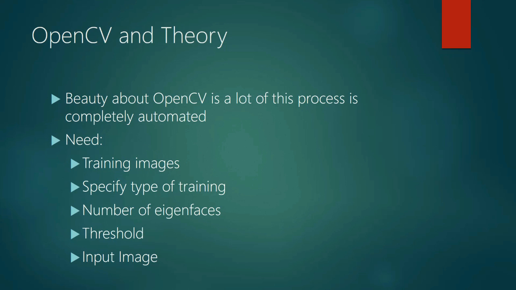The beauty about OpenCV is that a lot of this process is automated. What we need is the training images, and we need to specify the type of training and the number of eigenface values to use. We also need to specify the threshold that the algorithm uses to classify the images into known and unknown, and the input images that will be supplied to our algorithm.